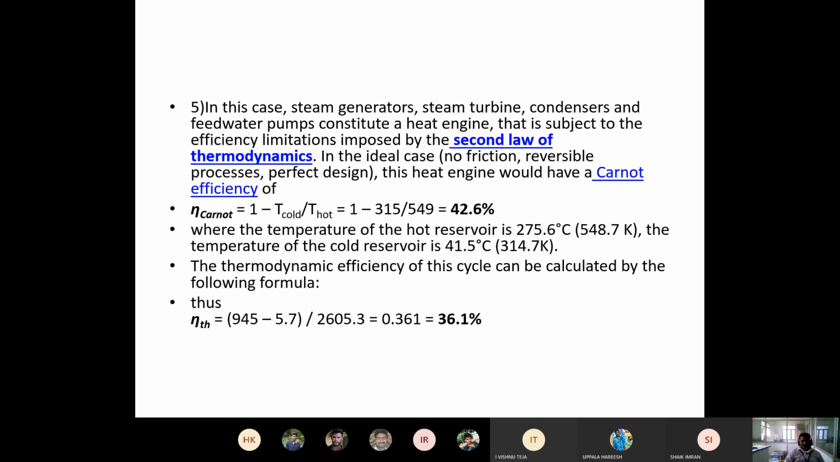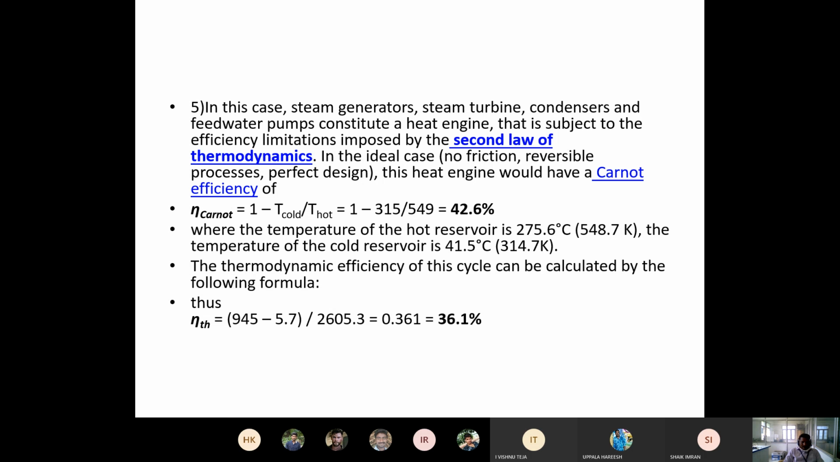What is the next, fifth one? In this case, we are considering both the Carnot efficiency and the Rankine cycle efficiency. We are comparing both. From the second law of thermodynamics, Carnot efficiency is equal to 1 minus the cold fluid temperature by the hot fluid temperature, or 1 minus T_L, the temperature of the lower temperature body, by T_H, the hot temperature body.